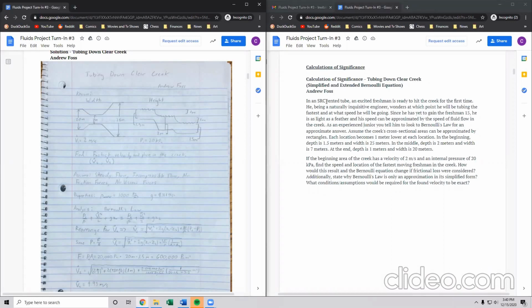So, in this first problem, we are given some specifications of the Clear Creek River, both in the height drop and in the width at each point. And we're told it's functionally rectangular at each of these cross sections. We are attempting to find the velocity of a freshman in each of these sections of the river, and we're told he's just going to be going the same velocity as the fluid there.